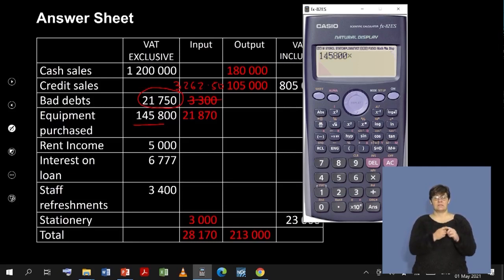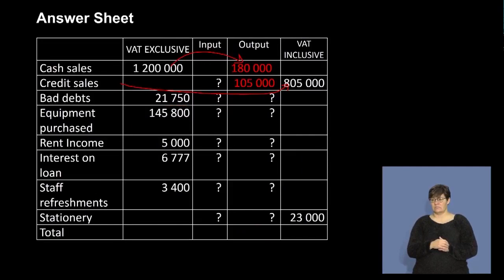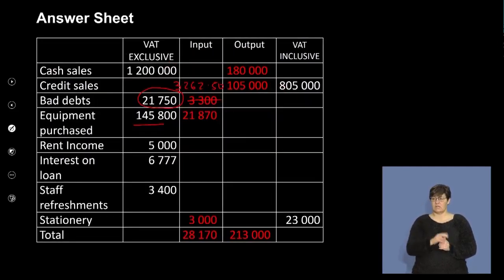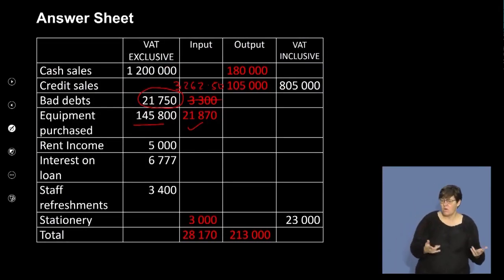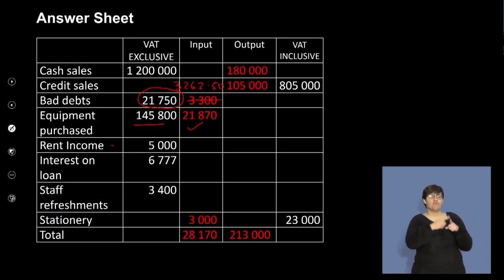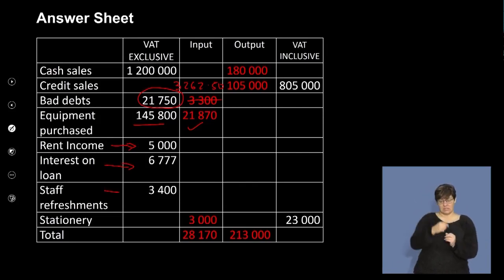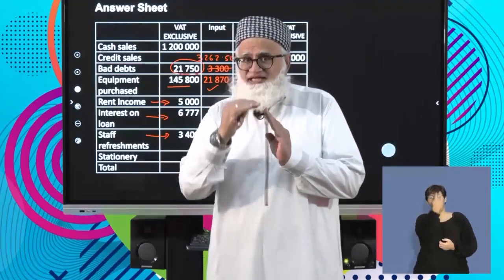145,800 times the 15% will give me a figure of 21,870. Voila, that one is correct. So we go back into our calculation here, and we've got the 21,870. Okay, now you find you have items here called rent income, interest on loan, and staff refreshments. Let's look at each item individually.